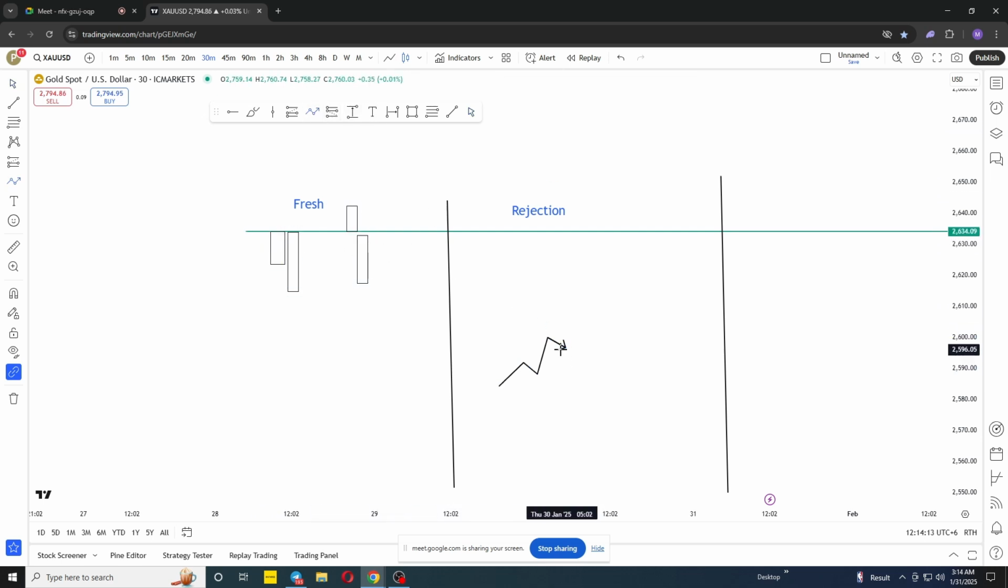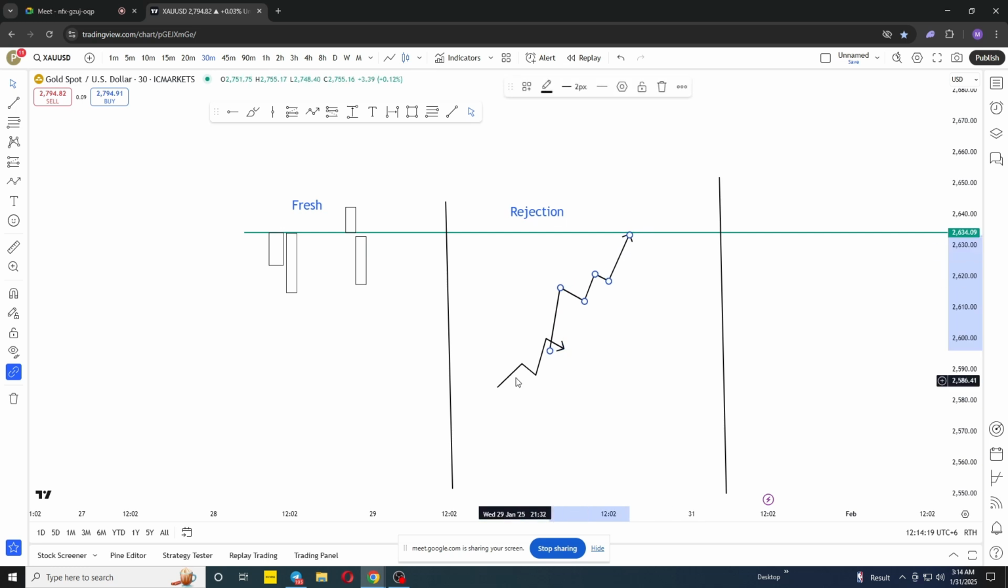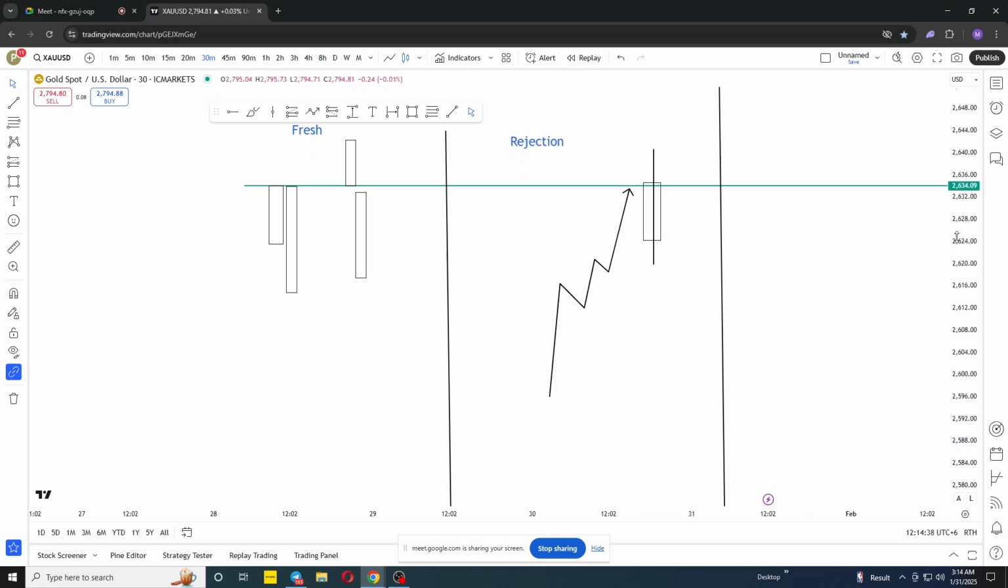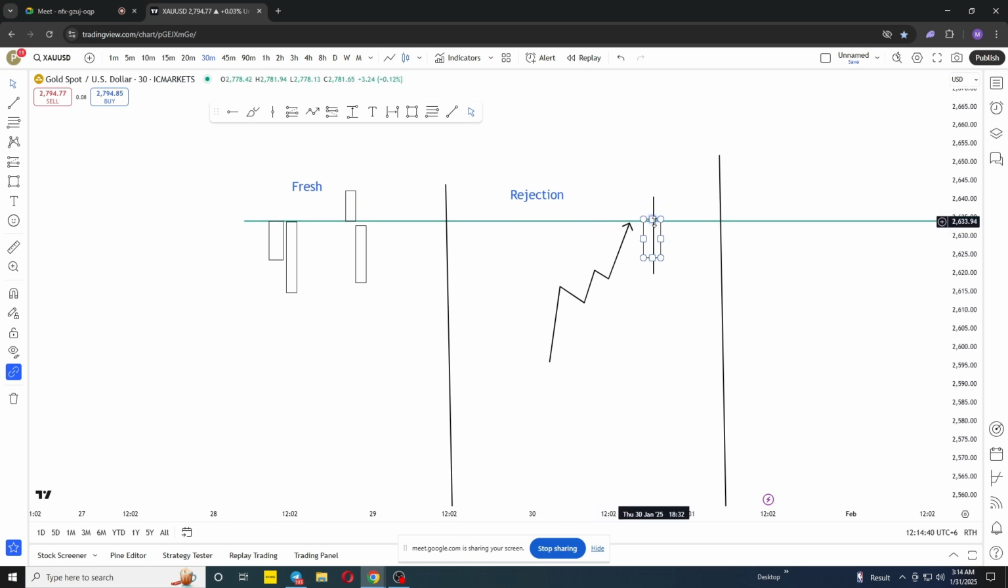So you need something as a rejection on here. When we say rejection, it is something like this. It's a wick, but it closes below, it should not be like that, not even like that, because the breakout happened on here. If you do something like that, it should be rejected.